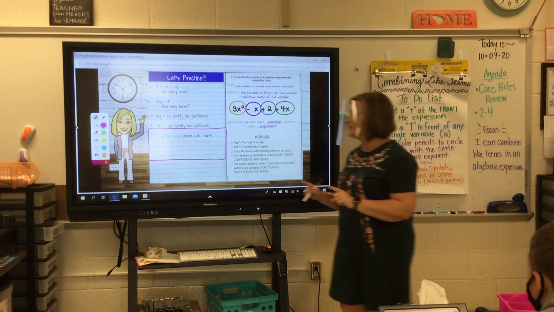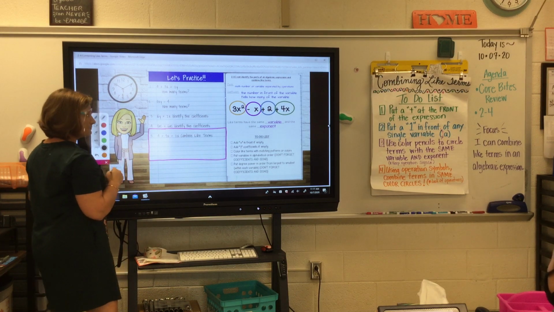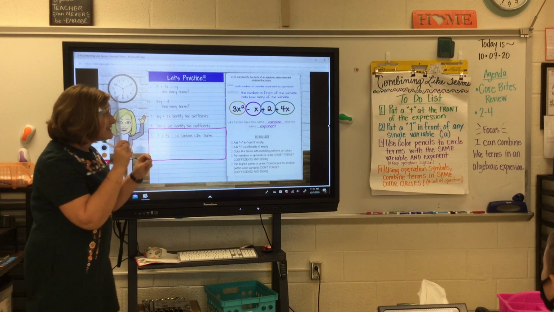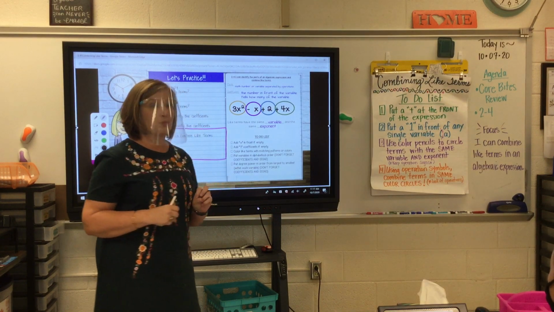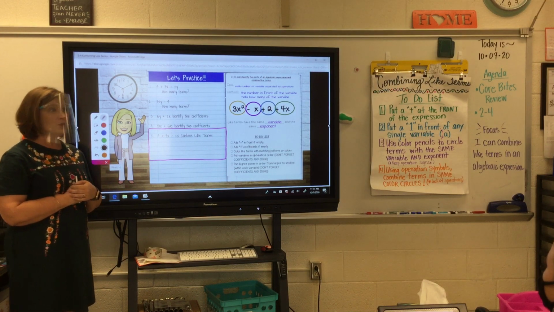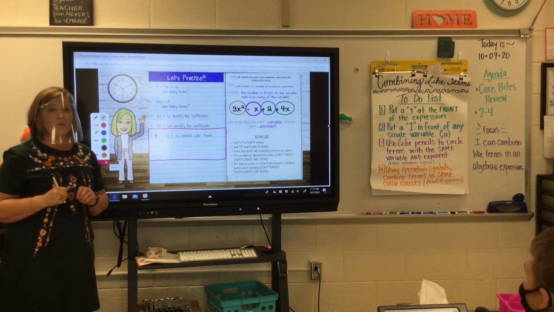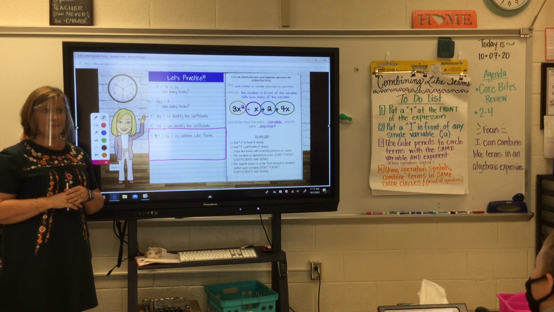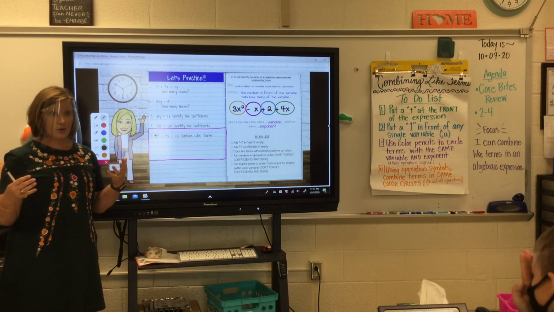All right, what does step 1 tell us to do? Put a plus sign at the front of the expression, okay? Is there a symbol at the front? No. No, we've got to put one. So I'm going to put a plus sign right there in front of the 4, okay? Because just a plain old 4 is a positive 4, okay?